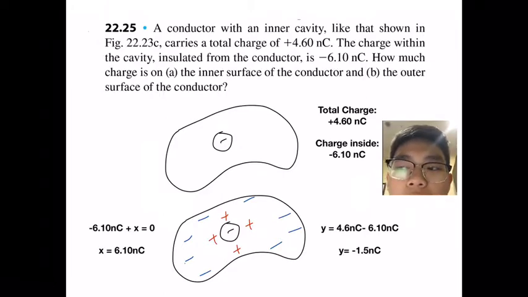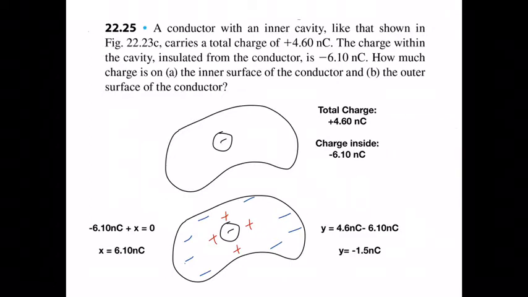So as we can see, due to this negative charge inside the Gaussian surface, the total charge of the outer surface of the conductor becomes a negative value, while the charge of the inner surface of the conductor is a positive value to be able to negate the inside of this Gaussian surface.